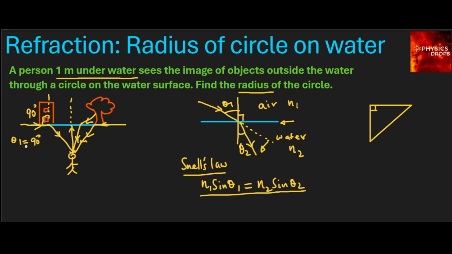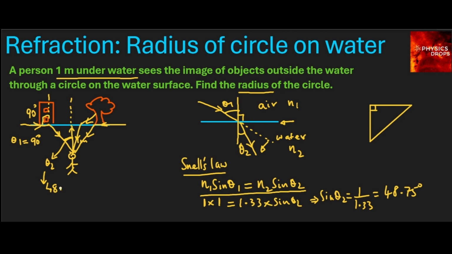Let's substitute this in Snell's law and see what is going to be theta 2, this angle. The angle over here is going to be theta 2. Similarly, on the other side of the triangle also you're getting theta 2. So refractive index of air is 1, so let's substitute 1 for N1. Sine theta 1 is sine 90, which is 1. N2 is the refractive index of water, which is 1.33, sine theta 2. From this we get sine of theta 2 going to be 1 upon 1.33. When we simplify this and take a sine inverse of 1 by 1.33, we get approximately 48.75 degrees, which means theta 2 is going to be 48.75 degrees.